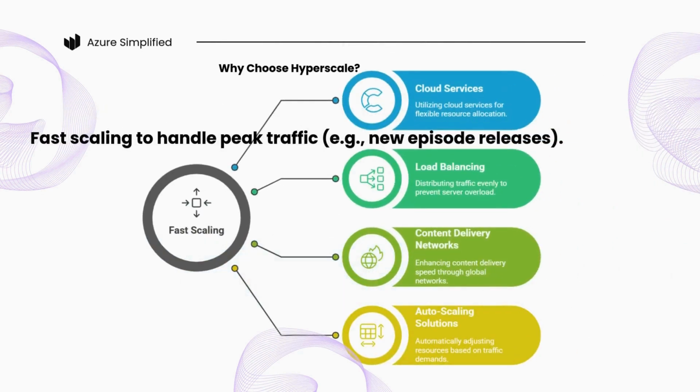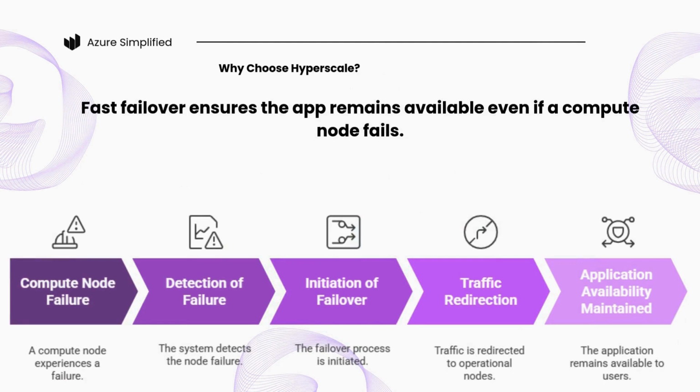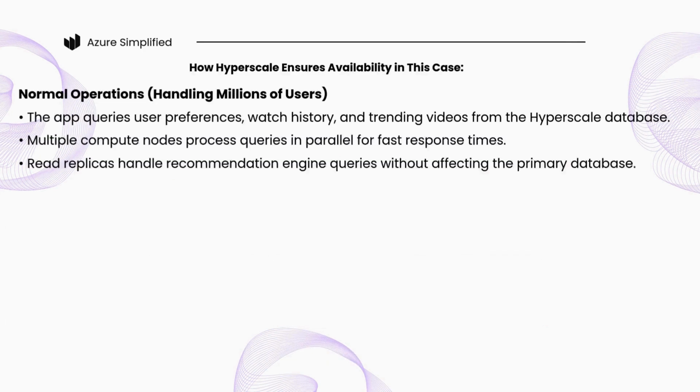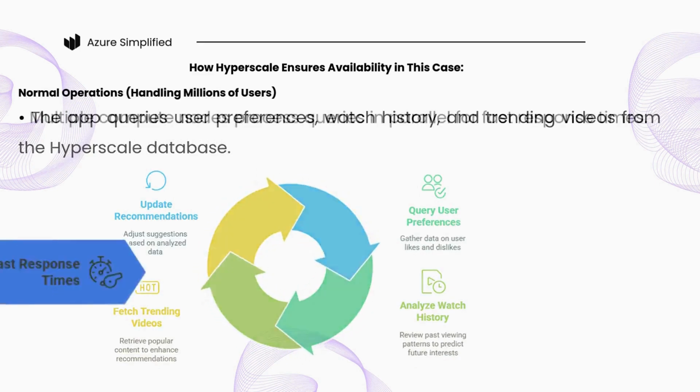Fast scaling to handle peak traffic, e.g., new episode releases. Read scale-out for real-time recommendations and analytics. Fast failover ensures the app remains available even if a compute node fails. How Hyperscale ensures availability in this case? Normal operations, handling millions of users, the app queries user preferences, watch history, and trending videos from the Hyperscale database.